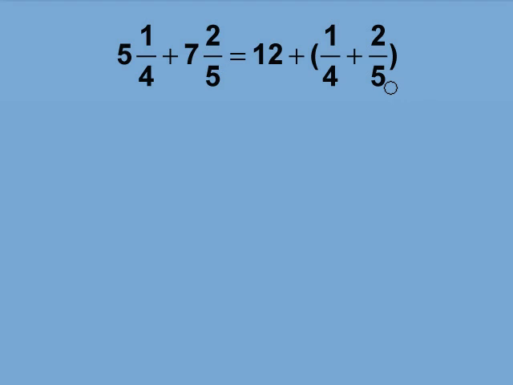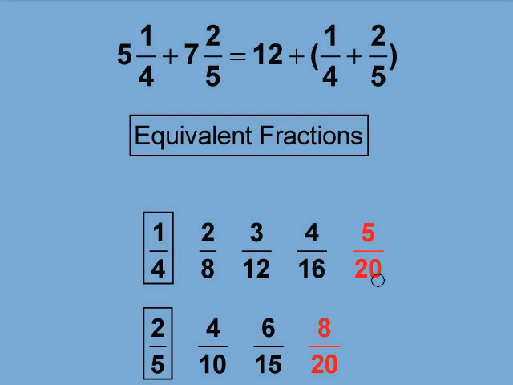To find a common denominator for 1/4 and 2/5, generate equivalent fractions. You can see that the common denominator is 20. This common denominator happens to be the product of 4 and 5. Because 4 and 5 don't have any common factors, the common denominator is the product of 4 and 5. When two numbers don't have common factors, they are said to be relatively prime.